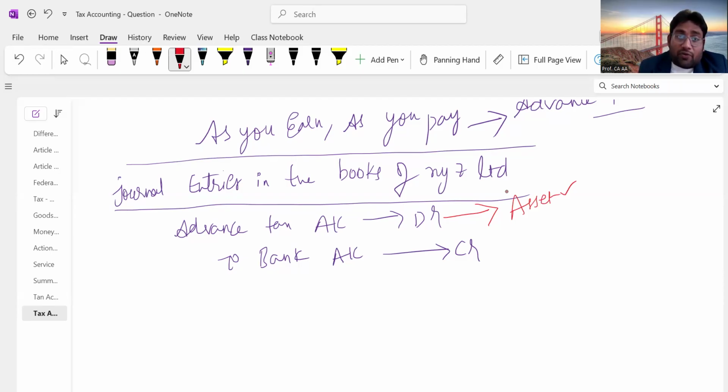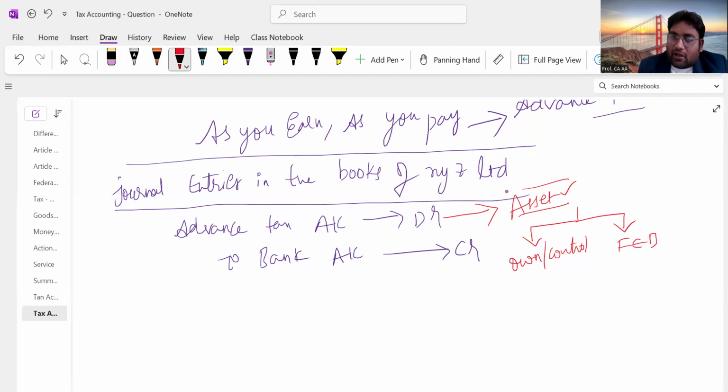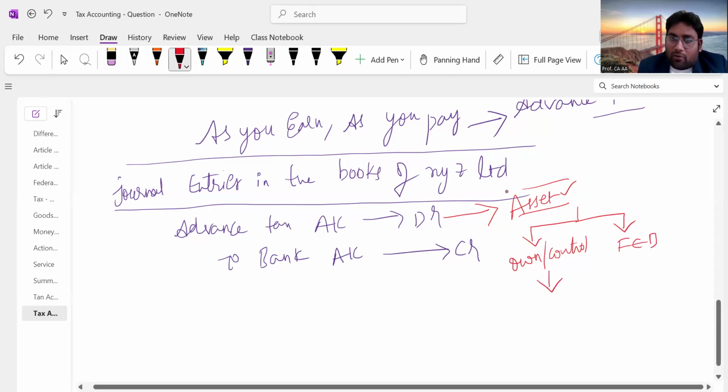So for the advance tax which I paid to be called an asset, I should satisfy two conditions. One thing is I should have control. Second is I should get future economic benefits. How do I get control? The advance tax whatever I have paid will reflect in my Form 26AS, and that will be in my name. If it is in my name, I have control. So I got control.